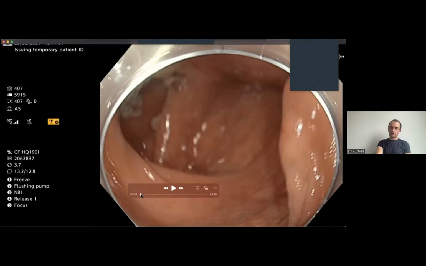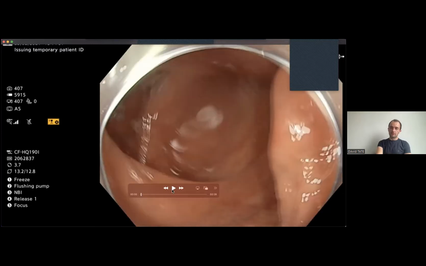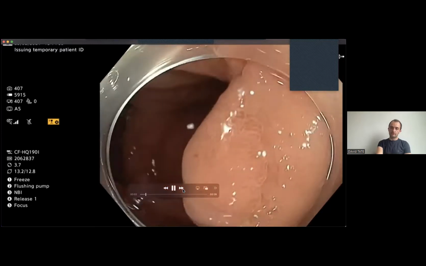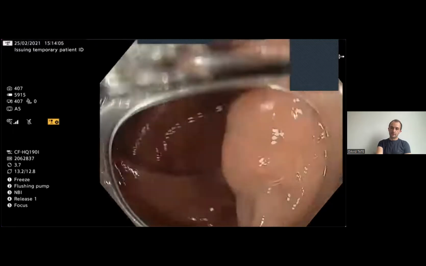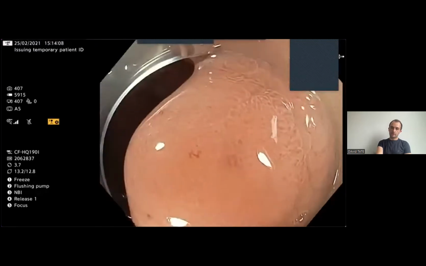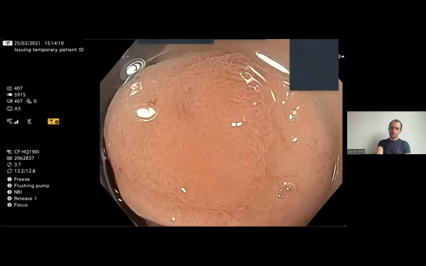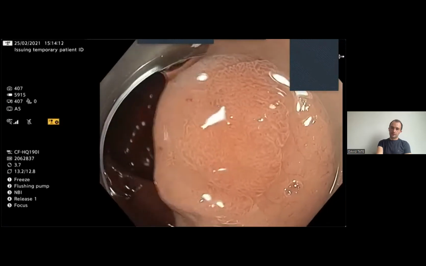But remember, the first thing we're going to do is look and see whether this polyp contains a demarcated area. So let's watch the video, and I'll get Vikash to comment on what he thinks. So yeah, take us through it, Vikash.